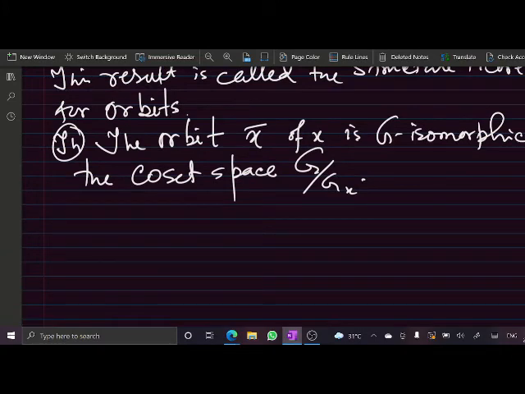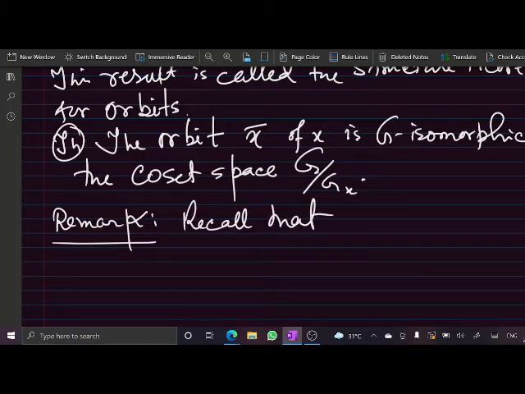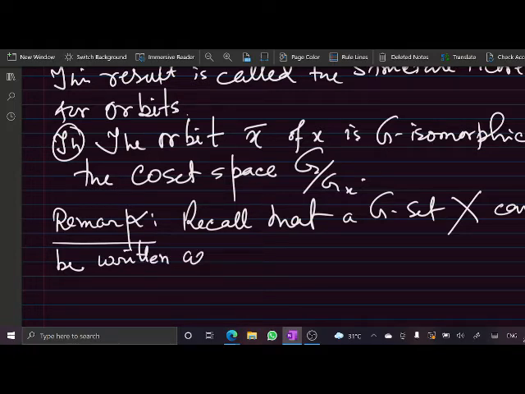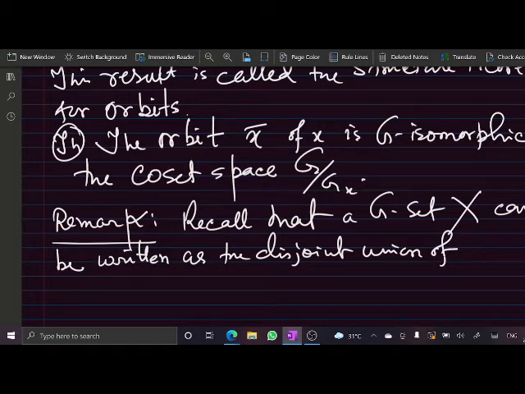Okay, now this remark is that, recall that a G set X can be written as the disjoint union of its distinct orbits.